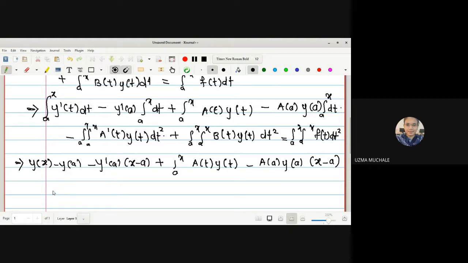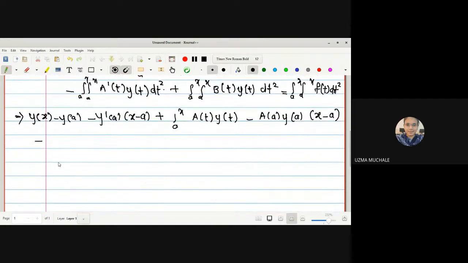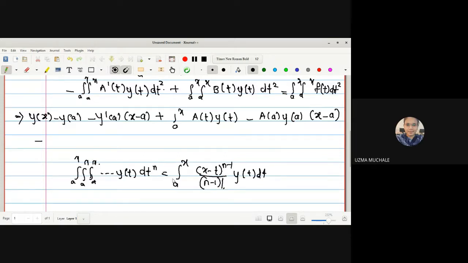Okay, what is the next term? Now we can convert the multiple integration to single integration. For that, let me write down the formula. What is the formula? N times integration y of t dt raised to n is equal to integration a to x of (x minus t) raised to n minus 1 divided by n minus 1 factorial, y of t dt. Okay, now you have to tell me whether we can apply this formula to the next part, that is this one, this and this. That means for three terms, whether we can apply this formula.